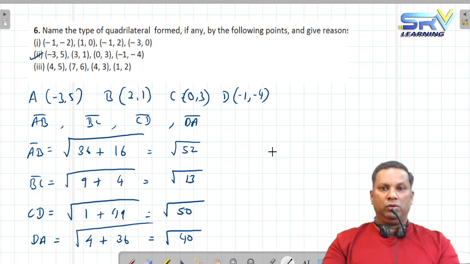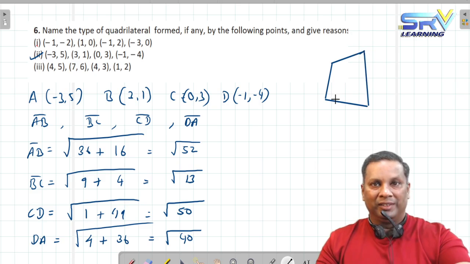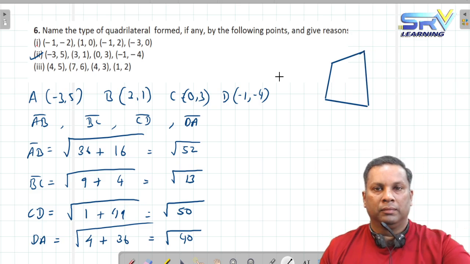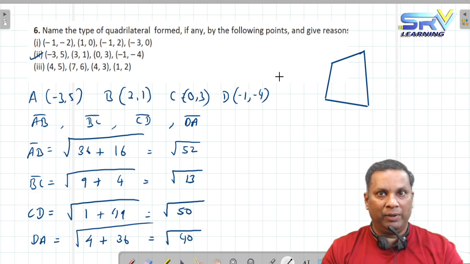It will be something like this. So it will be something like this. There is no regular pattern in this quadrilateral. Okay. So in this quadrilateral we can't give any name, it's an irregular quadrilateral. So similarly you can do the first and second part and see.